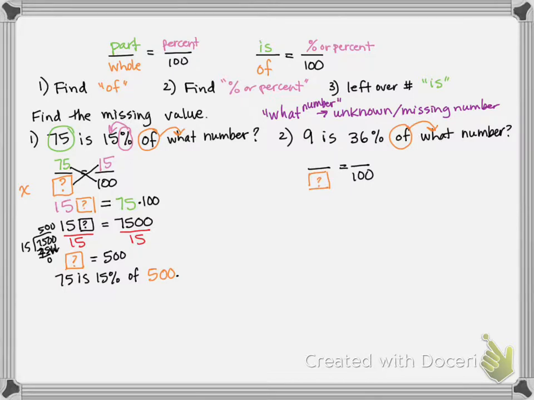Okay, so that's there. Then I'm going to look for the percent symbol, and I'm going to look in front. So that puts 36 there. And anything that is left over is going to be the is. Okay? So part over whole equals percent over 100, is over of equals percent over 100.